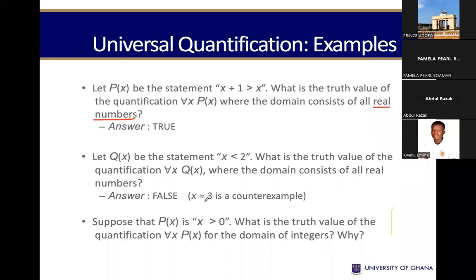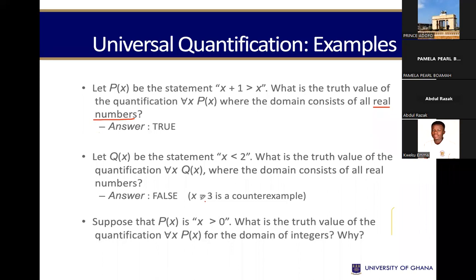So once I have a counterexample, I don't care about the rest. That's it. So here, x equals 3 can be a counterexample. x equals 2 can be a counterexample. x equals 2.1 can be a counterexample. x equals 3.9, 3.8, whatever value you can think of can be a counterexample.